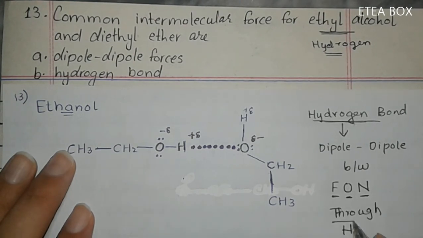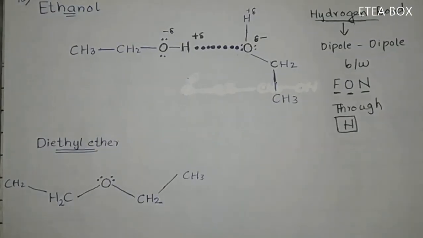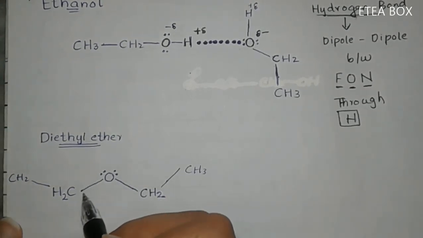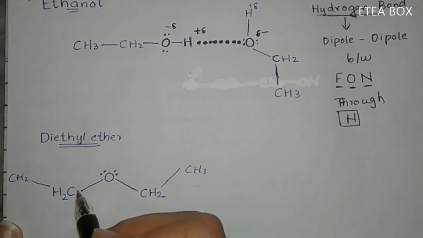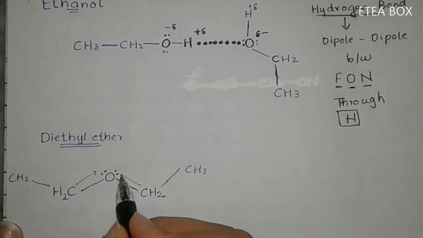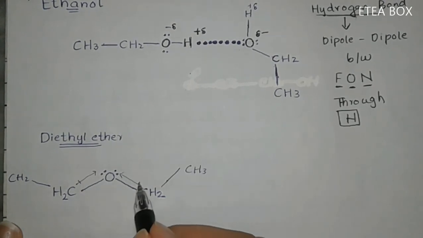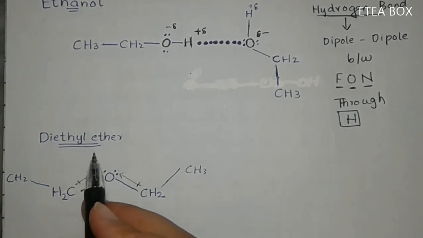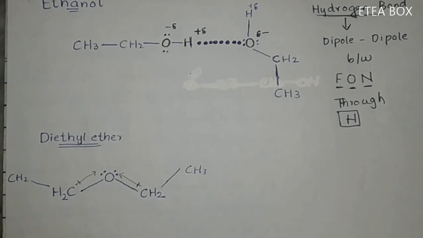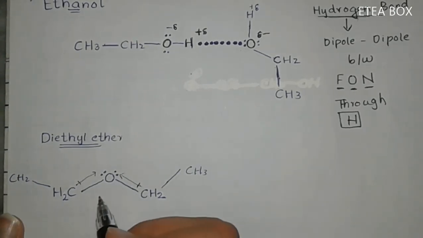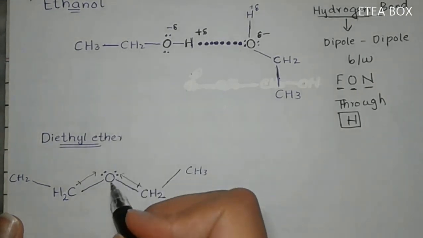Connected through hydrogen. So now look at diethyl ether. It's the structure of diethyl ether. Diethyl ether contains two bond dipoles, and the bond moment is like this, so it means that they contain dipoles. But the dipole moment of diethyl ether is very weak. Here the dipole moment is very low, so sometimes we consider it as non-polar. But it has polarity.